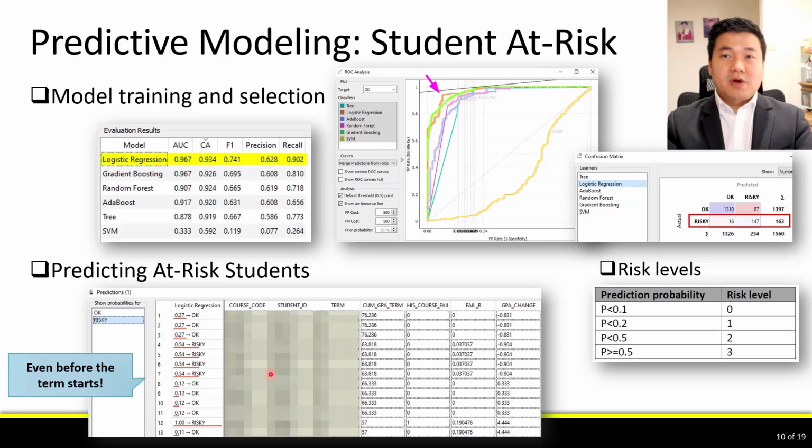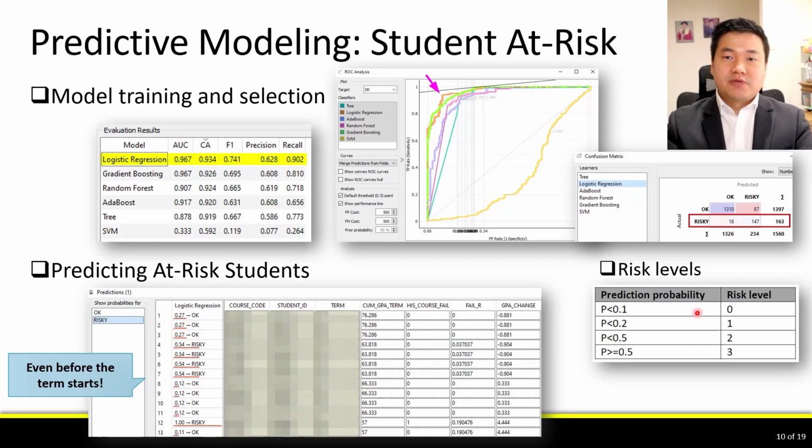We then used the logistic regression model to predict students at risk in our new semester data. So even before the semester starts, by just looking at the students' enrollment patterns, which courses they enrolled in, and the historical performance data, we could identify their risk level. For example, for the first student here, the algorithm calculated the probability of the student being risky was 27%, which is less than 50%. So the prediction label was okay. We could do the same thing for other students.